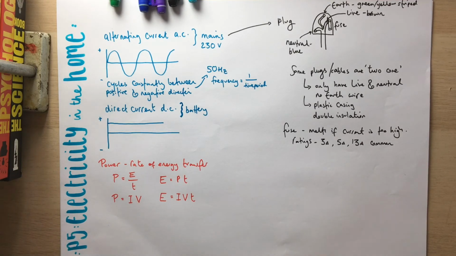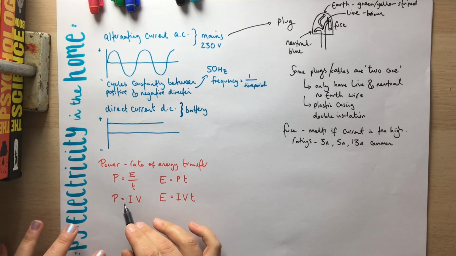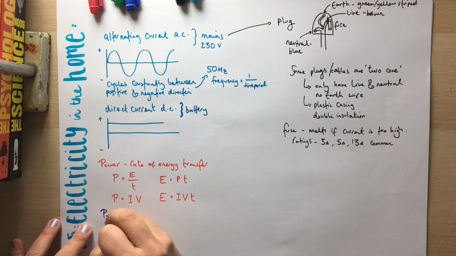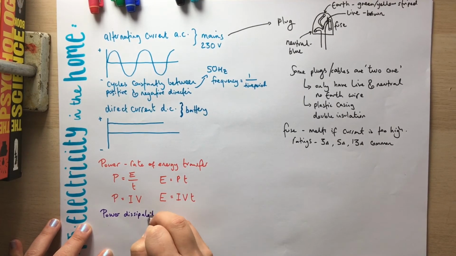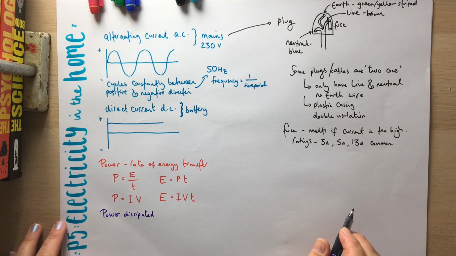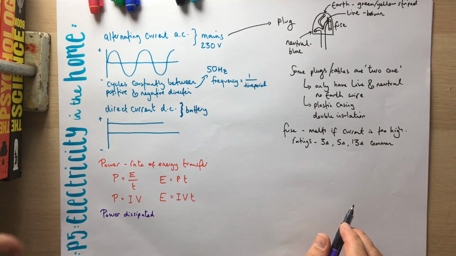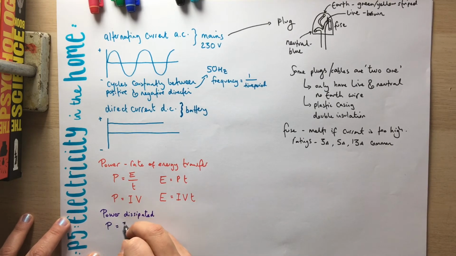Now, let's just go on from power for a second. So you might be asked about the power dissipated in something. So often this is to do with, if you've got a resistor or a heater or something in a circuit, it might ask you about the power that's been dissipated by the heater. So remembering from P1 that dissipation is energy being transferred to the surroundings. So if it asks you about power dissipated, the equation that you use is P equals I squared R.